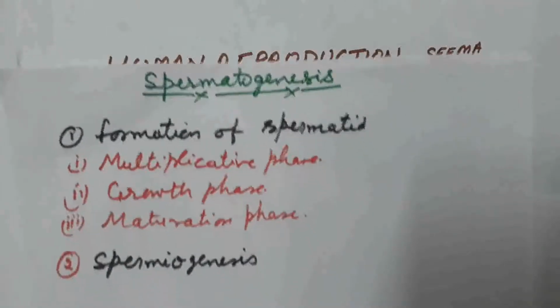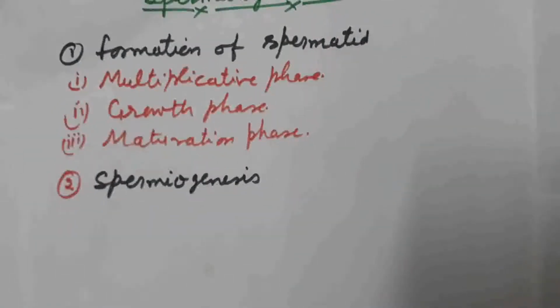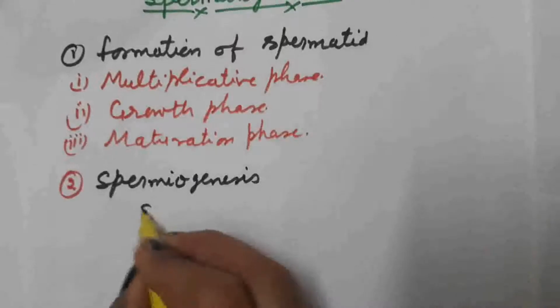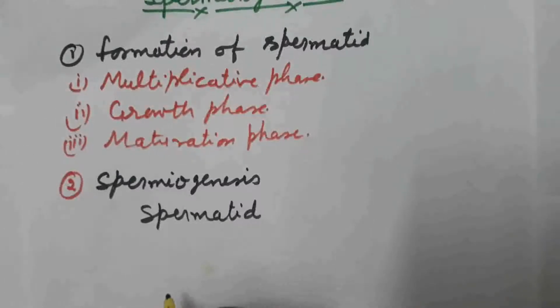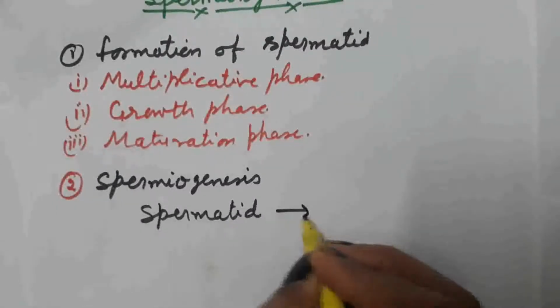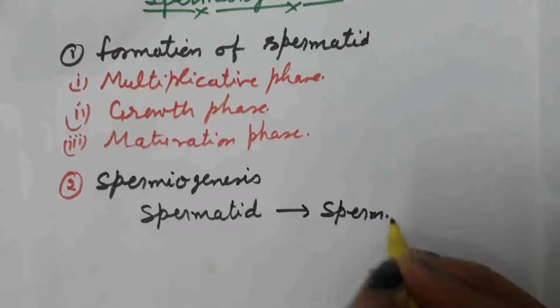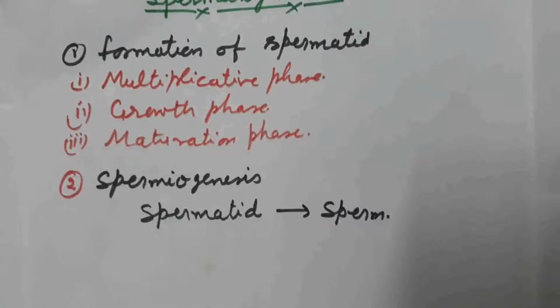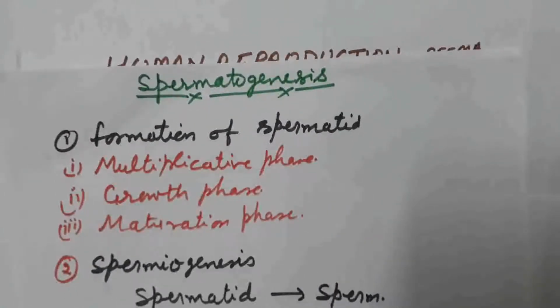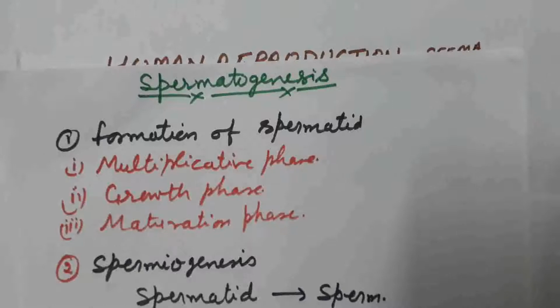In spermiogenesis, certain changes take place in the spermatid. Spermatid is a non-motile circular cell. It changes into actual sperm, which is motile, and the process is known as spermiogenesis. So these two steps, formation of spermatid and spermiogenesis, take place in the complete process of spermatogenesis. What is spermatogenesis? The formation of sperm or male gamete is known as spermatogenesis.